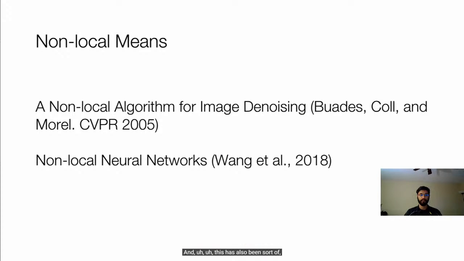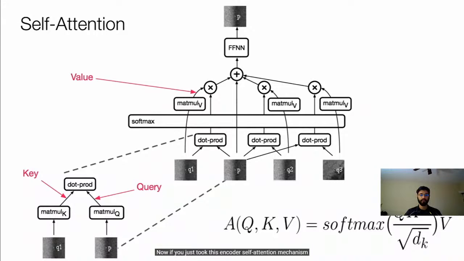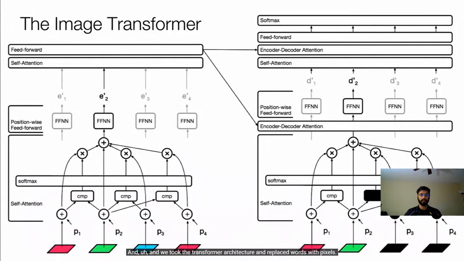And this has also been applied in some recent work. Now, if you took this encoder self-attention mechanism and replaced the word embeddings with patches, that's exactly what it's doing. It's computing this notion of content-based similarity between these elements, and based on this content-based similarity, it constructs a convex combination that essentially brings these things together. So it was very pleasant to see that this is a differentiable way of doing non-local means, and we took the transformer architecture and replaced words with pixels.